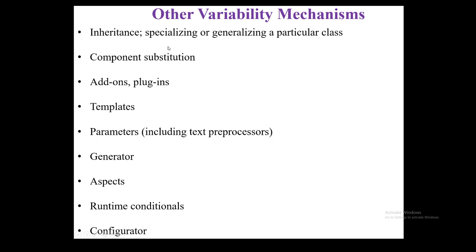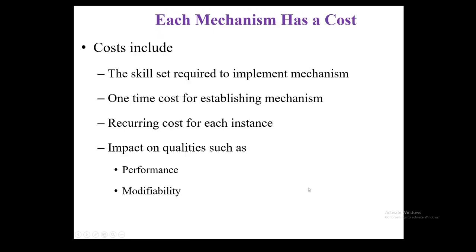Okay, so the other variability mechanisms could be inheritance, specialization, generalization of a particular class, component substitutions, add-ons, plugins, templates, parameters, generators, aspects, runtime conditionals, configurations. All these things come under the other variability mechanisms.